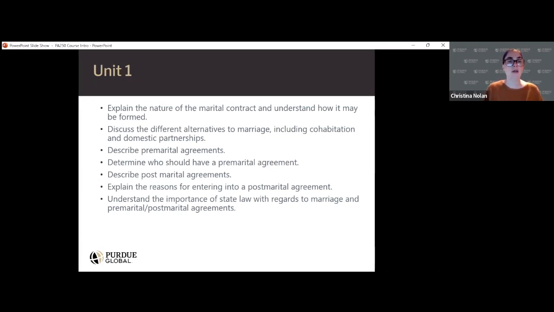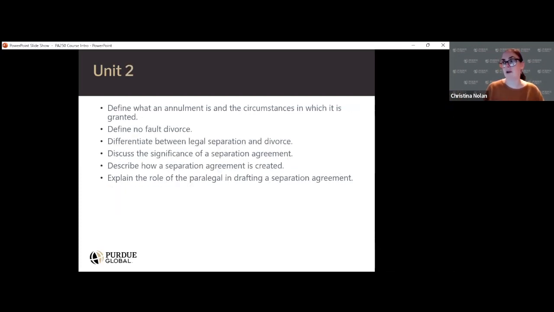Unit 1 really focuses on the marital contract and the very technical side of family law. Marriage is just a contract. So you'll learn a little bit about contract law in the context of marriage. We'll look at all different types of agreements, premarital agreements, postmarital agreements, and even why you might enter into one. Typically, we think of those as for the rich and famous, but that is not necessarily the case. And then we're going to look at the state law, which will govern these types of contracts.